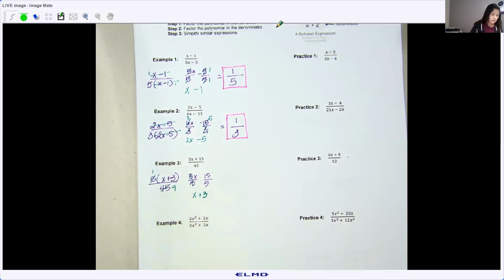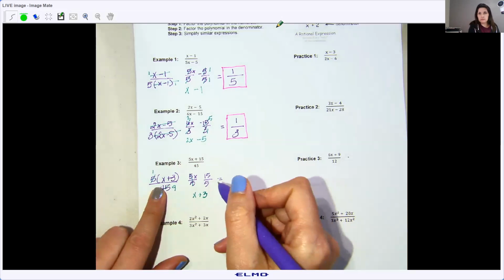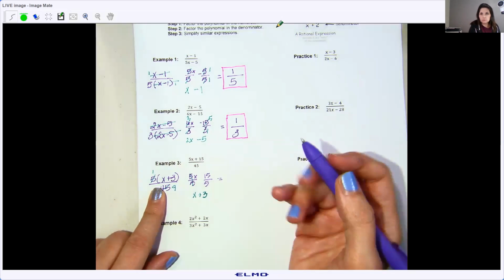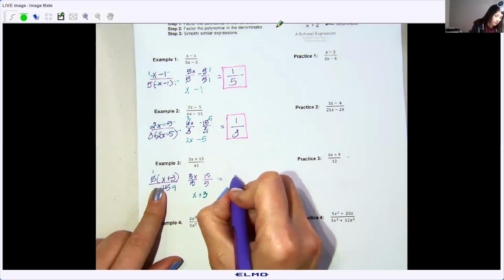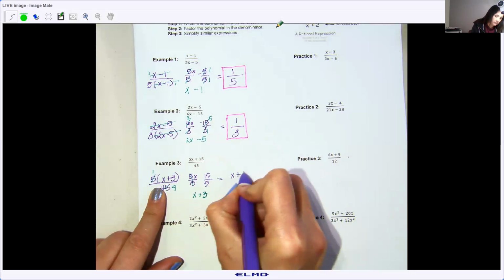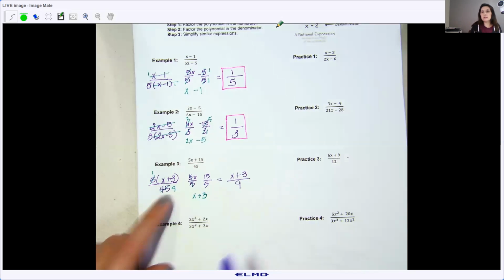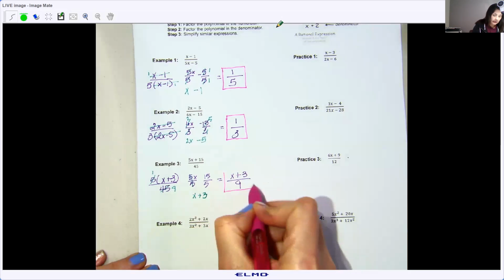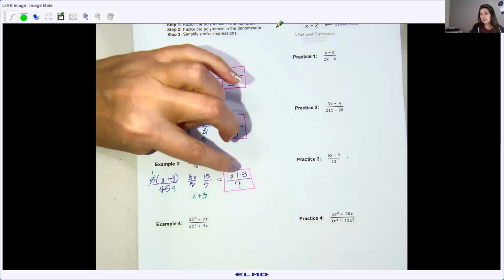So when we write this, we don't have to write the 1 on the outside of the parenthesis because 1 times anything is what that is. So 1 times x plus 3 is just x plus 3. So I'm going to write x plus 3, and then I simplified that down to 9, and that is my final answer.